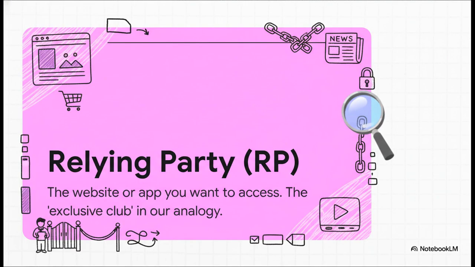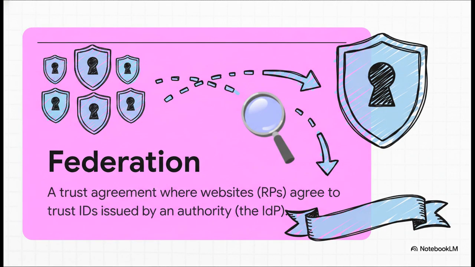And then you have the relying party, or RP. This is the exclusive club you're trying to get into, the streaming service, the news site, whatever it is. And let's be honest, they don't want the hassle of building their own security and checking everyone's ID at the door. And this is where the magic happens. The secret sauce is the trust agreement between them. It's called federation. It's just a prearranged deal where this whole network of clubs, our relying parties, all agree to trust the IDs issued by one specific authority, our identity provider. That is the handshake happening in the background.